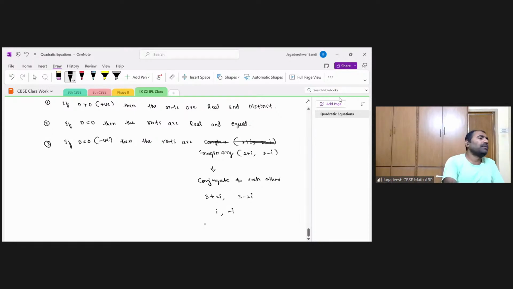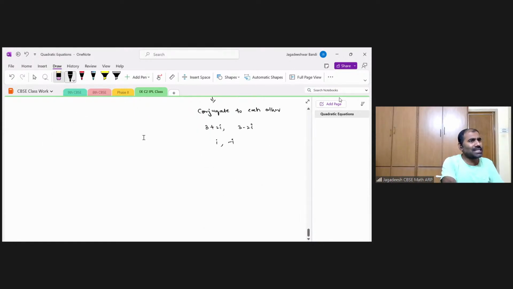Okay, fine. Now let's move to the next case. What if the coefficients are complex?